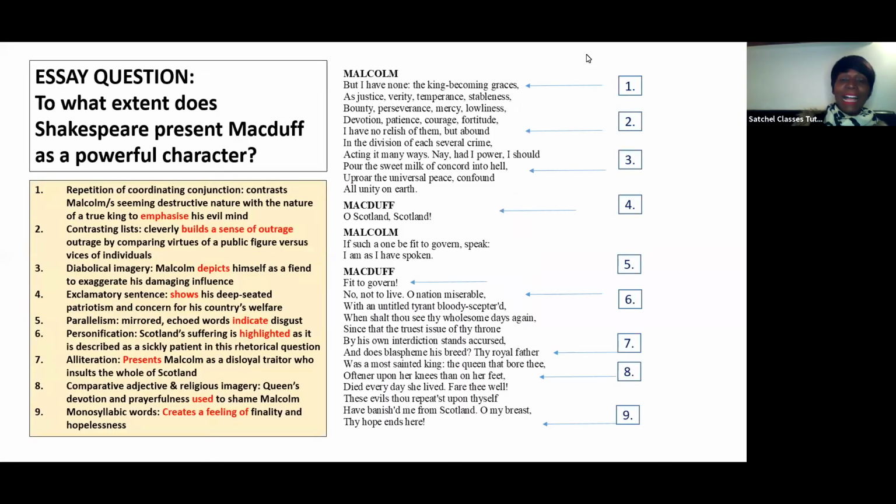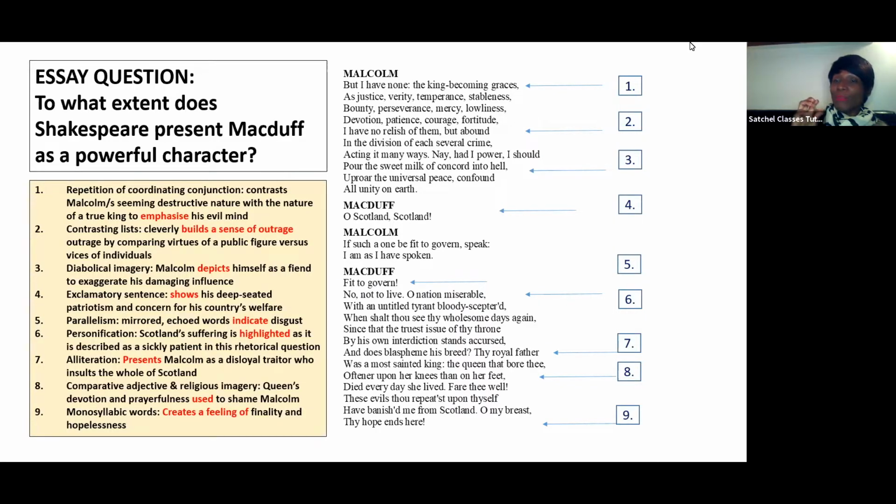Okay, let's have a look at the actual scene. This is from Act 4, Scene 3. This is the temptation scene. Malcolm is pretending to be very evil and greedy. He's trying to test Macduff. So he says at the beginning of the scene that if he becomes king, he will be greedy, he will be vicious, he will be brutal and destructive.